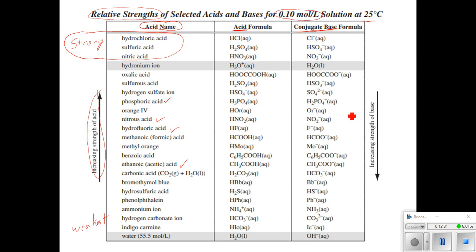We have the formulas, and now on the other side, we have the conjugate bases. And it also tells us here, increasing strength of the base. So these ones here would be the weakest in terms of the bases, and at the bottom, they would be the strongest in terms of the bases.